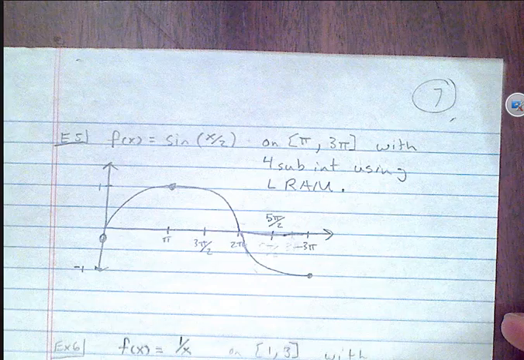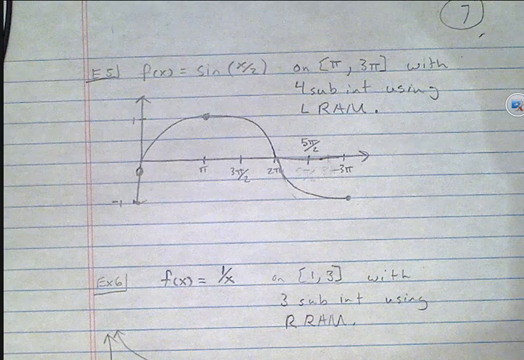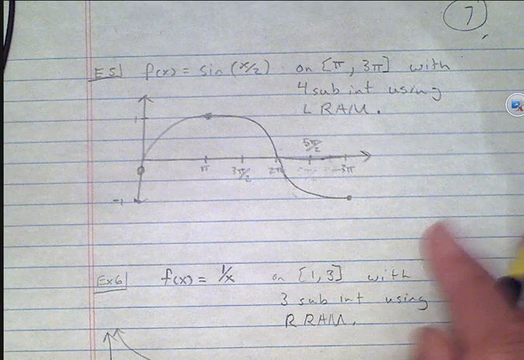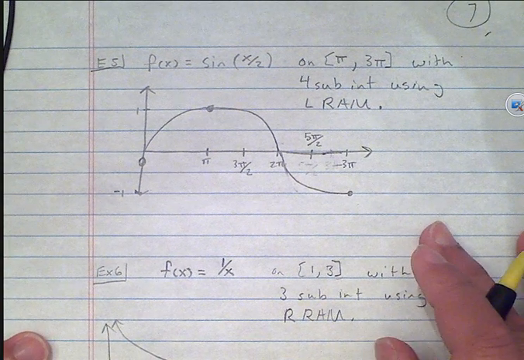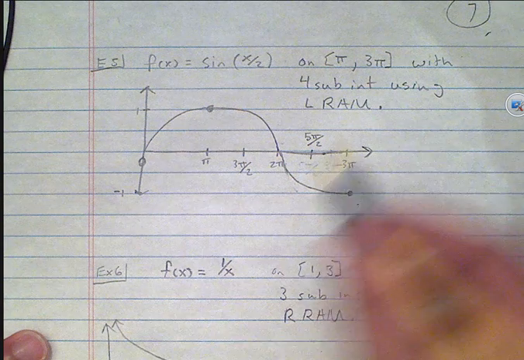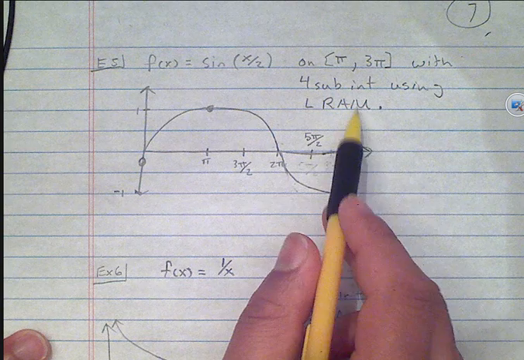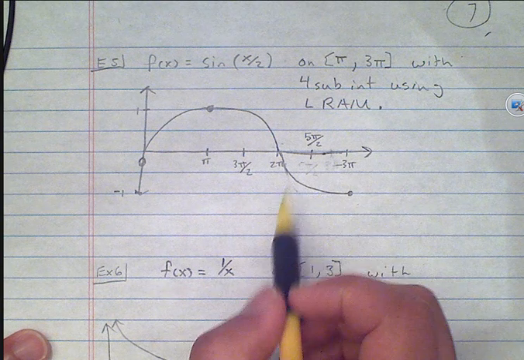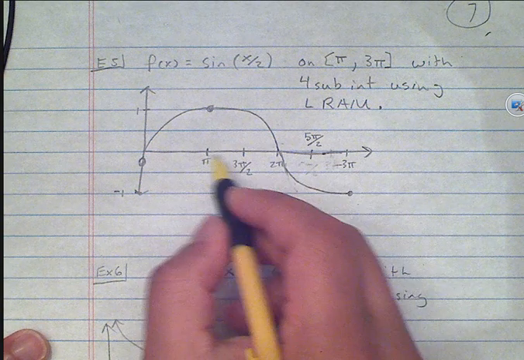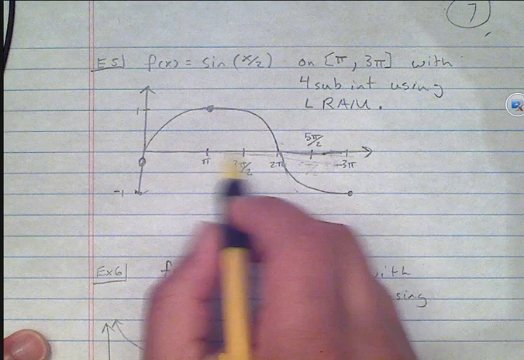Alright, so we have a sinusoidal now, okay? And it's not difficult. It's the same stuff. Step 1, let's read our problem and find delta x. So pi to 3 pi. We got 4 subintervals using LRAM. Well, it's easy to see that it's broken up nicely into 4 chunks.